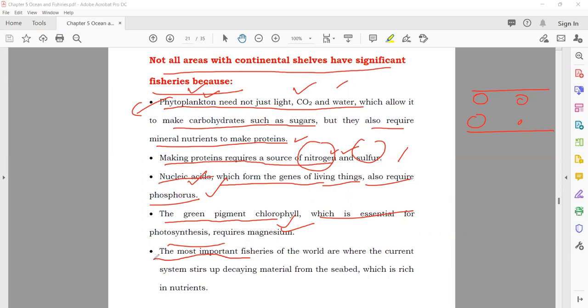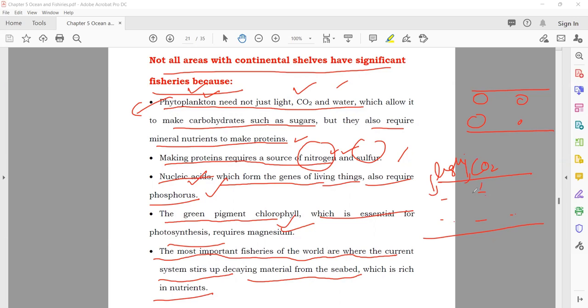So the most important fisheries of the world are where the current system strips up decaying material from the seabed, which is rich in nutrients. Now we have discussed all these things. So where are they found? Now this is the continental shelf. Okay, now try to understand. This is all water. From here, you are getting light. Here, you are getting carbon dioxide. Got it? Here, water is already there. So here, photosynthesis can happen strongly.